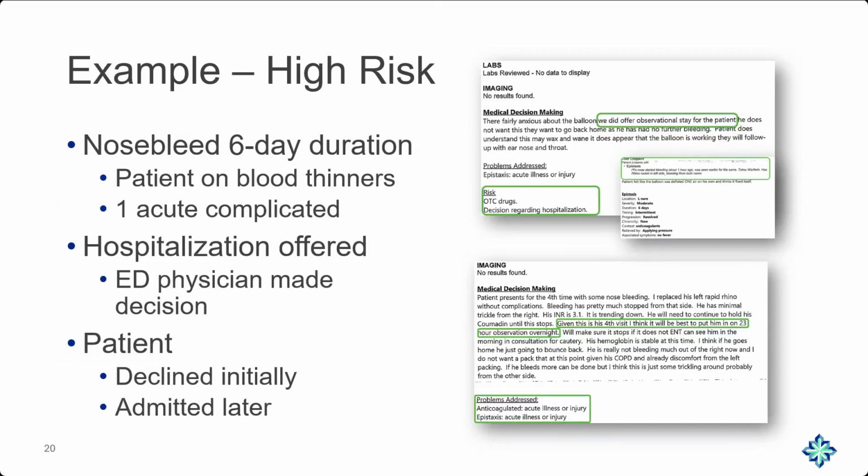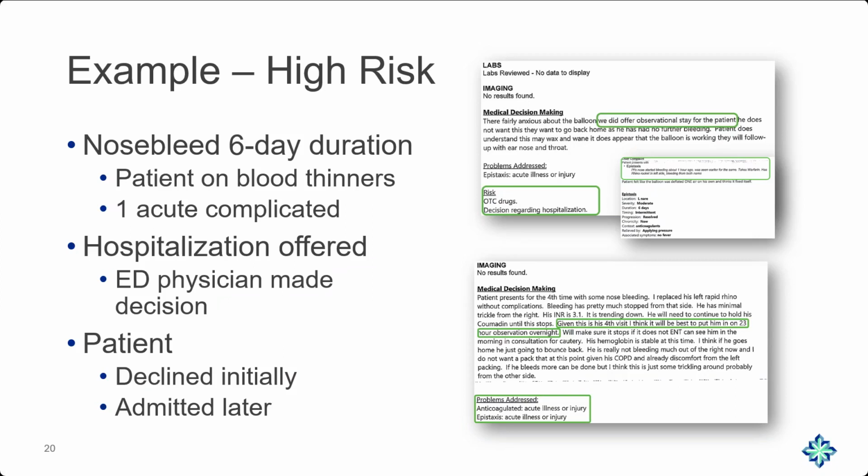So here we do have an example, and this is one that did come through a review and was allowed at high risk. So what we have here is an example of a patient that presented to the ER multiple times. They presented 4 times with severe nosebleeds. Basically, they're complaining of a nosebleed that's lasted for 6 days in duration. That is quite a nosebleed. And they're also a patient that's on blood thinner. So that's going to be exacerbating their condition. That's certainly going to be a risk factor.